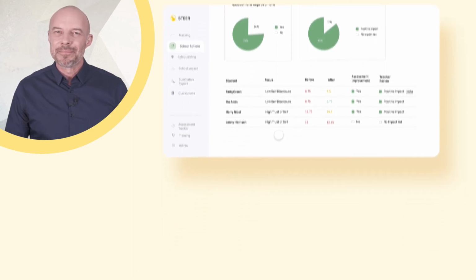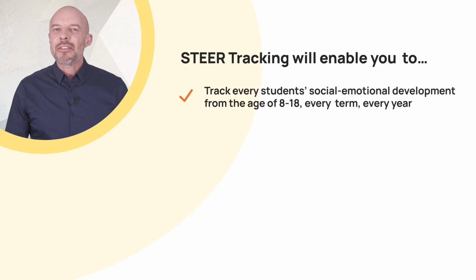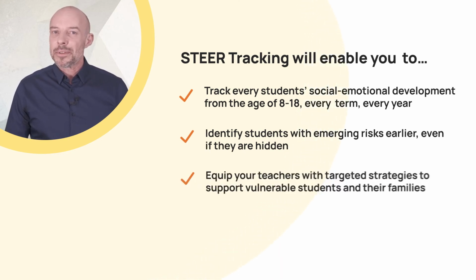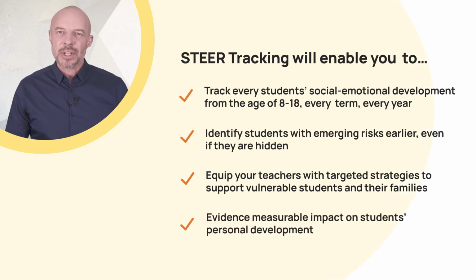So now that I've walked you through the platform, let's remind ourselves what STEER tracking will enable you to do. It'll track every student's social, emotional development from the age of 8 to 18, term by term, year on year. Identify students with emerging risks earlier, even if those risks are hidden. Equip your teachers with targeted strategies to support vulnerable students and their families. And evidence measurable impact on students' personal development.